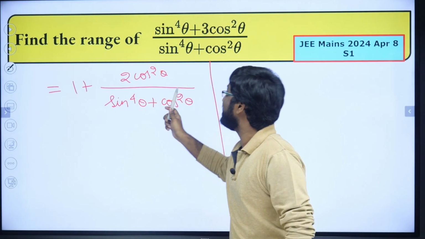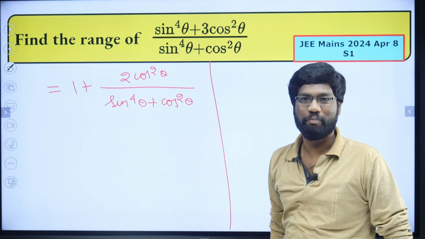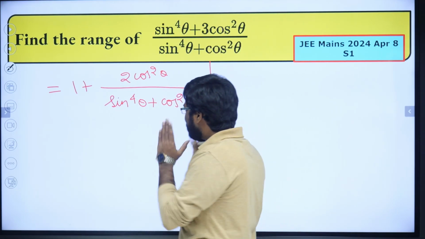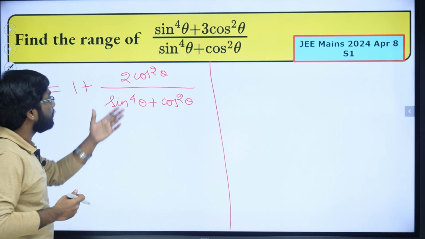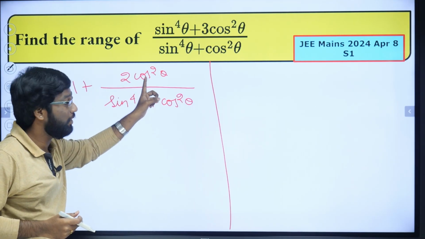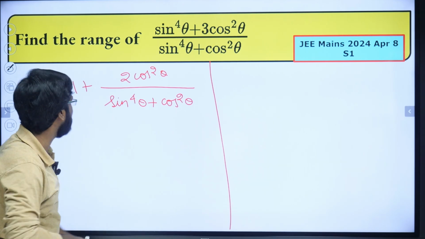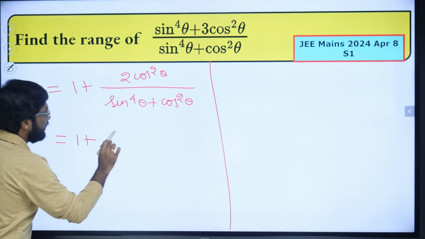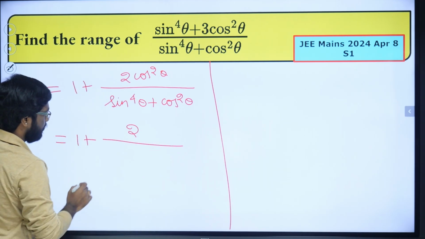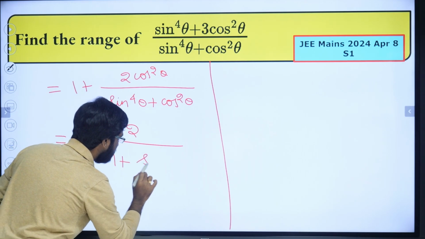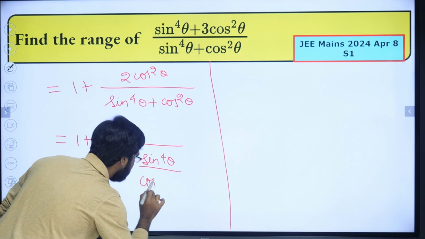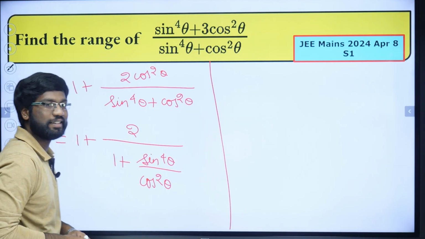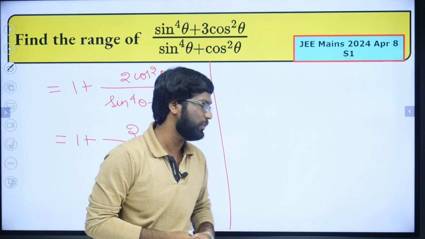If you expand this, you'll get the same thing again. Now this one also seems a little difficult for me. So what I am going to do is divide by cos square theta in the numerator as well as the denominator. So 1 plus 2 divided by 1 plus sine power 4 theta divided by cos square theta. Have you understood?